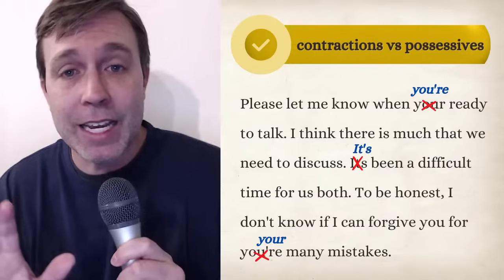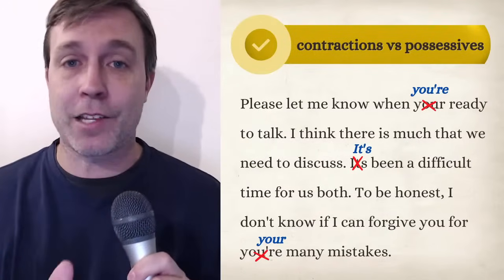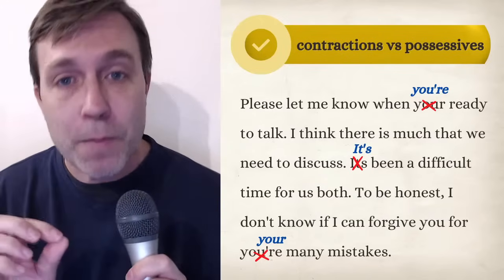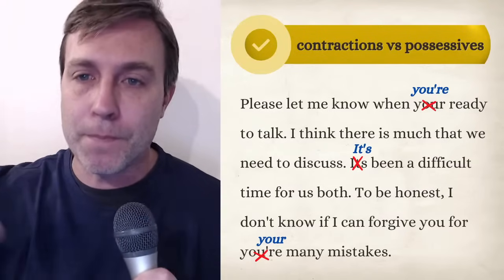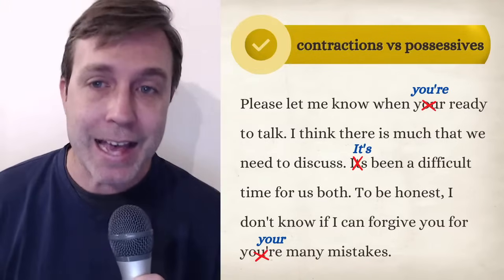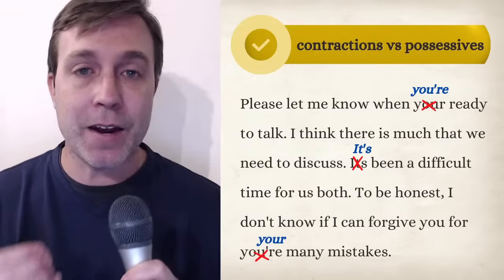And again, as you look through this, if you're able to identify it, that's perfect. But you wouldn't believe, if you're checking through your own writing, you might find some of these slight mistakes. I think there is much that we need to discuss. It has been a difficult time for both of us. Again, we need that apostrophe.